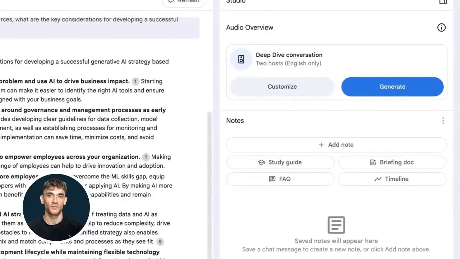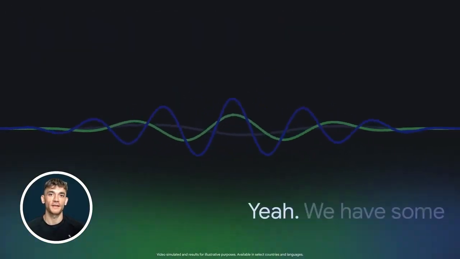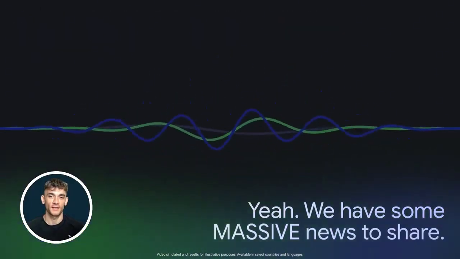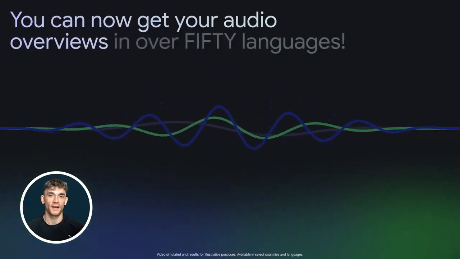Go to notebooklm.google.com. It's free, no credit card. Start a new notebook and upload your documents: PDFs, Google Docs, YouTube links, web pages, plain text, up to 50 sources on the free plan, 300 on Plus. Each source can be up to 500,000 words.